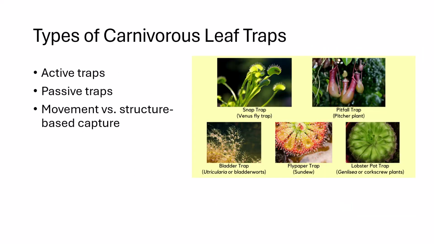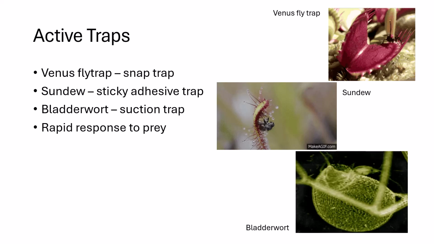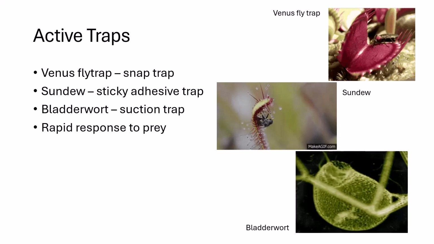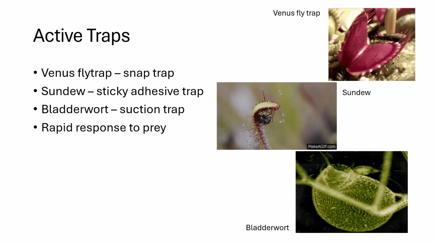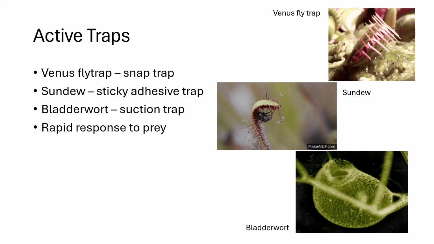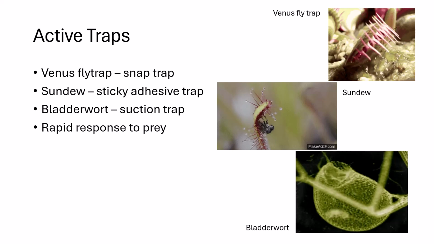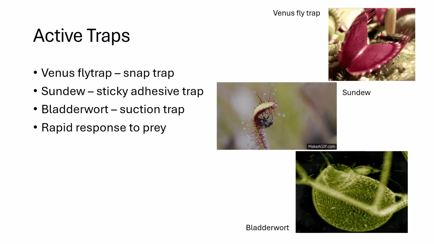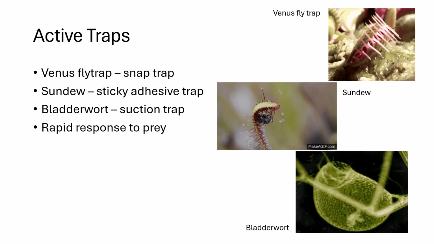Carnivorous plant traps fall into two main categories. Active traps use movement to capture prey. Passive traps rely on structural features that prevent prey from escaping. Both types are formed from highly modified leaves. Active traps use movement or rapid physiological responses to capture prey. The Venus flytrap has hinged leaf lobes with sensitive trigger hairs. When these hairs are touched, the leaf snaps shut, enclosing the insect and releasing digestive enzymes.